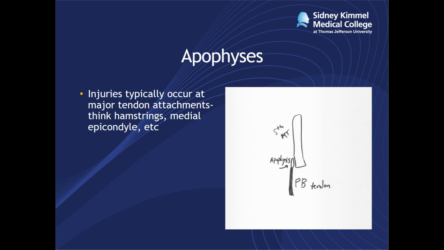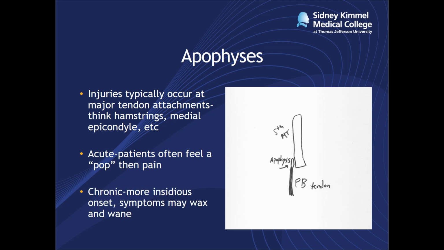Most of these injuries occur between 8 and 15. As kids enter puberty, they get a lot bigger and grow stronger over a relatively short period, and their muscles can generate a relatively large force across tendons. This can overwhelm the relatively weak apophyses, especially the larger groups like the hamstring and medial epicondyle. In the acute setting, patients often feel a pop and then pain. In the chronic setting, it may be more insidious. Symptoms may wax and wane.